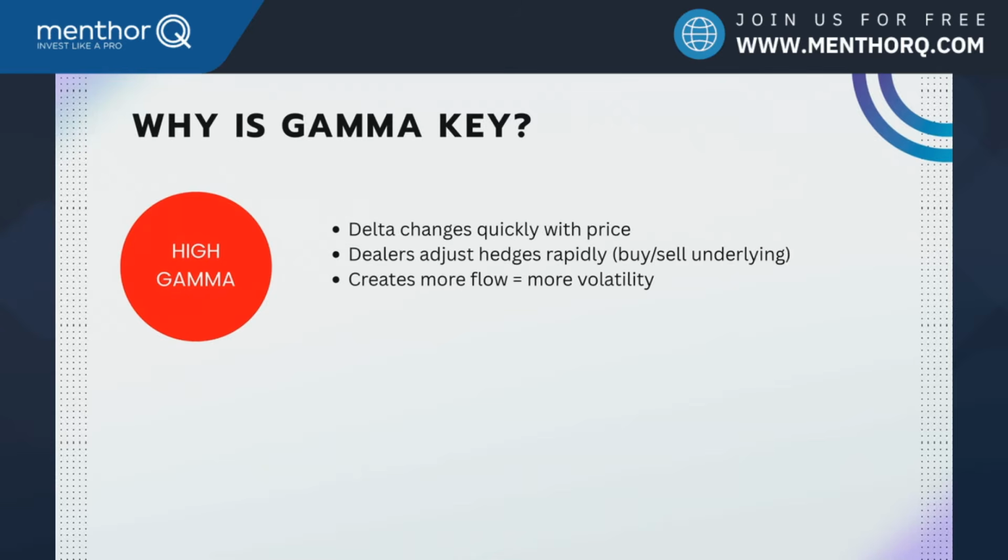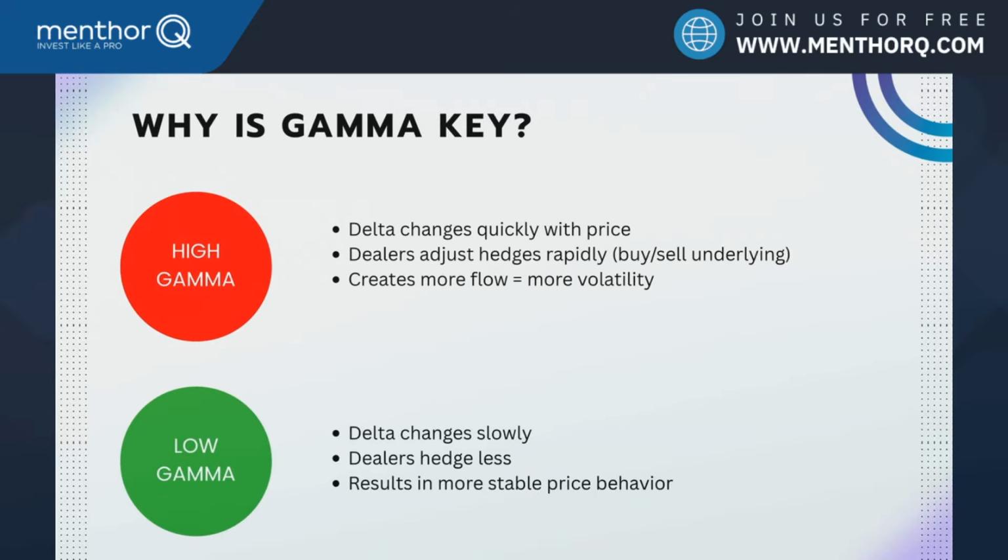Here we see that when we are in a high gamma environment, delta changes quickly with price. So dealers need to adjust their hedges rapidly, otherwise they will incur potential losses, and those losses could be substantial. This also means that by doing that, this creates more flow and therefore more volatility. On the other hand, when gamma is low, delta also changes slowly, and dealers need to hedge less. So as a result, we're going to have a more stable price behavior, so less volatility.